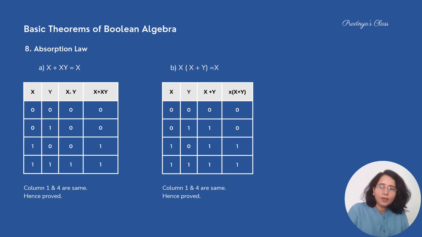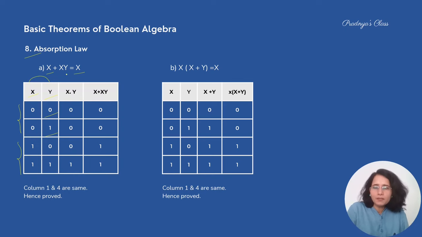Now let's find out the next law, that is called absorption law. Absorption law says x plus x dot y equals x. Let's prove this law using truth table. So there are only two variables. So 2 times 0, 2 times 1 is our combination. For the next column, 1 times 0, 1 times 1, the half of it.